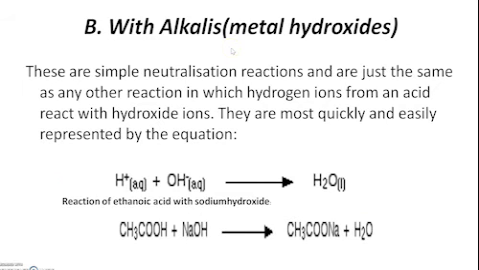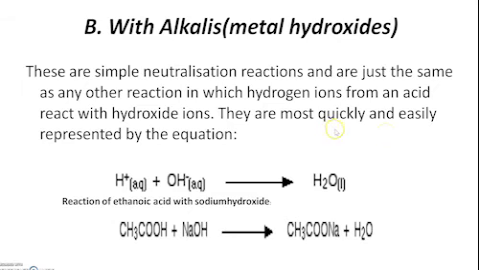Reaction of carboxylic acid with alkalis, metal hydroxide. These are simple neutralization reactions in which hydrogen ion from acid reacts with hydroxide ion of alkalis to produce neutral substance, water, with pH 7. So these are simple neutralization reactions and are just the same as any other reaction in which hydrogen ions from an acid react with hydroxide ions.